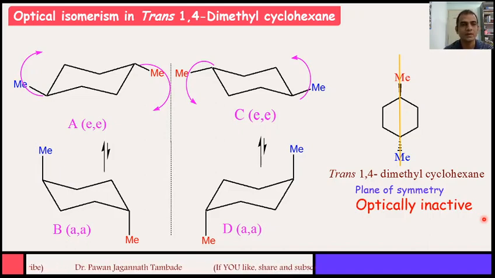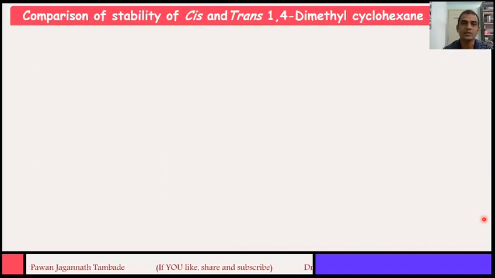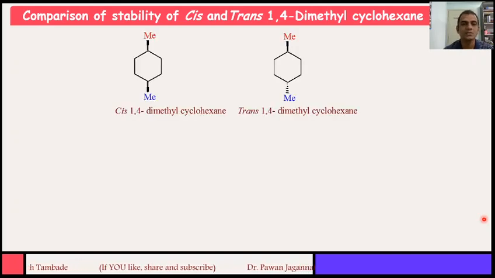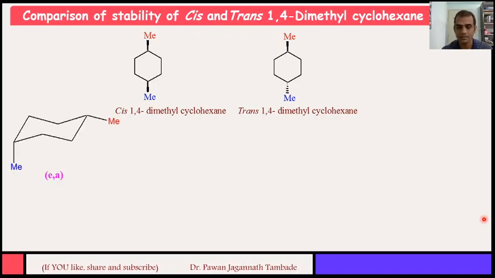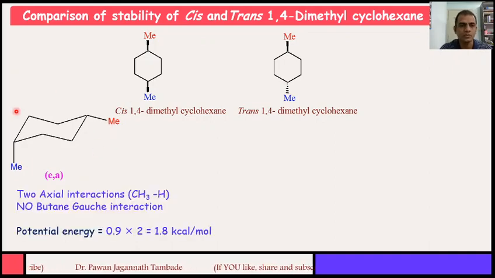Now we will move towards the last part of this presentation on stereochemistry of cyclohexane, that is the comparison of stability of cis and trans 1,4-dimethyl cyclohexane. These are the structures of cis and trans 1,4-dimethyl cyclohexane, and this is the stable conformer of cis 1,4-dimethyl cyclohexane, EA, where one methyl is at axial and the other is at equatorial position. So this EA structure will show two axial interactions, and thus the potential energy of this cis 1,4-dimethyl cyclohexane is raised by 1.8 kilocalorie per mole.